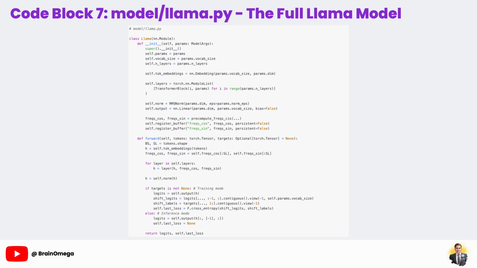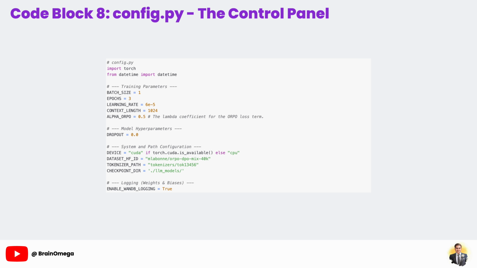If targets are not provided, it means we are in inference mode. We don't need to compute logits for the whole sequence. We only care about predicting the next token. So as an optimization, we only compute the output for the very last token in the sequence, which is much faster. Let's take a quick look at config.py.